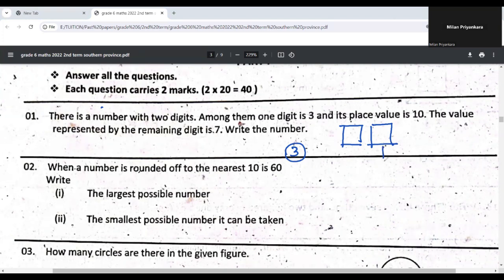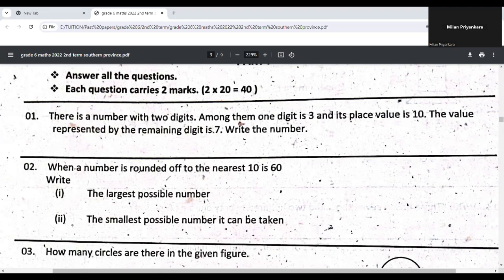So you know this is the 1's place and this is the 10's place, right? Its place value is 10, so 3 should be here, and the remaining digit is 7, because this has only 2 digits. So the number must be 37. You can write the answer like this. I'm sure you understand this one, right? Let's go to question number 2.